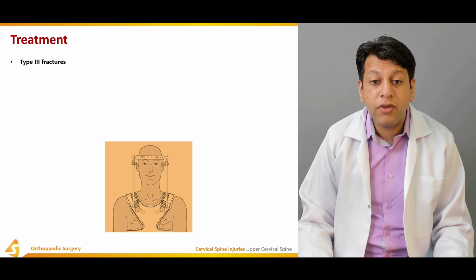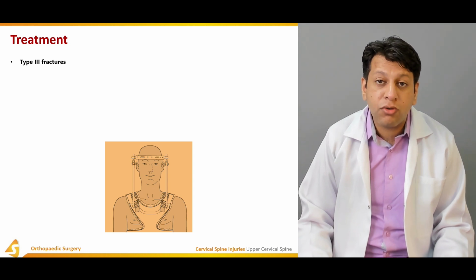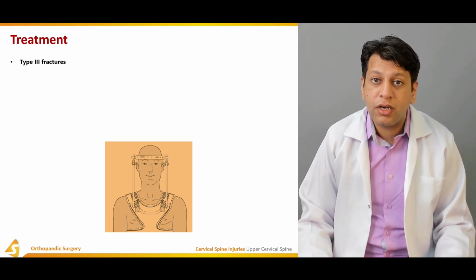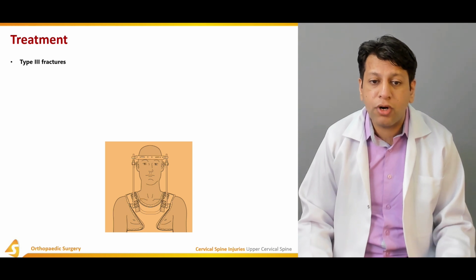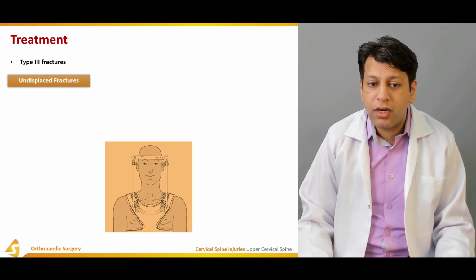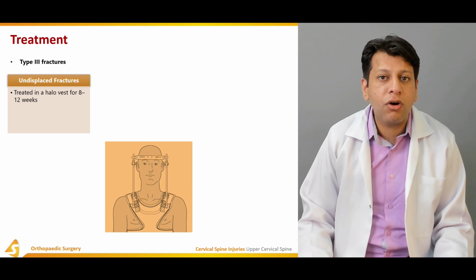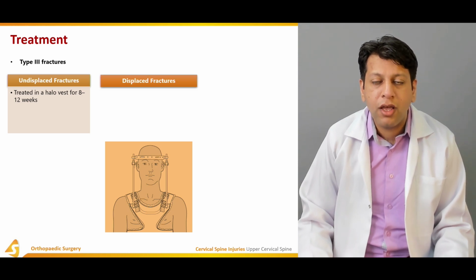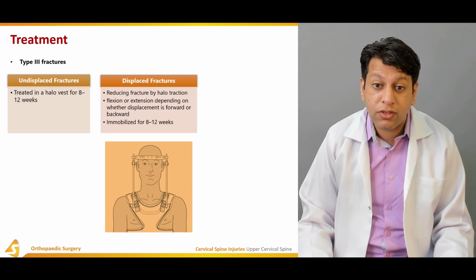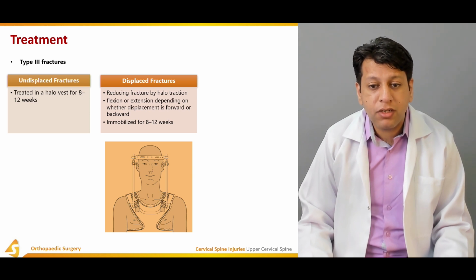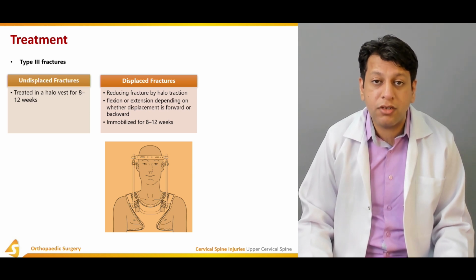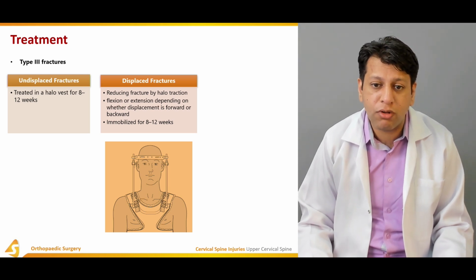Coming to the type 3 fractures, as I told you, these are those which involve the odontoid as well as extend into the body of the C2. If they're undisplaced, they need to be treated in a halo vest for 8 to 12 weeks. If they're displaced, they may require fixation, and initially they can be reduced by initial traction applied by the halo vest. If they get reduced, we can keep it there for 8 to 12 weeks.